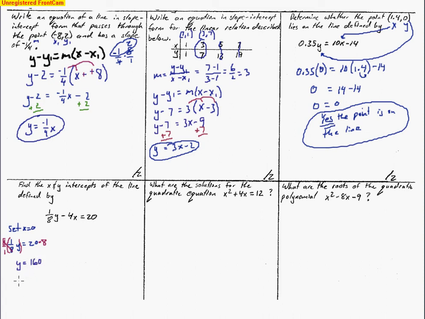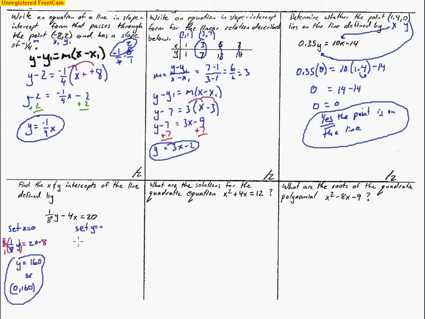And so you can write the answer this way, or we could write it as an ordered pair. So the ordered pair would be (0, 160). So you may see it either way. And the ordered pair just represents the point where it crosses. The next one, the next intercept, we're going to set y equal to 0.